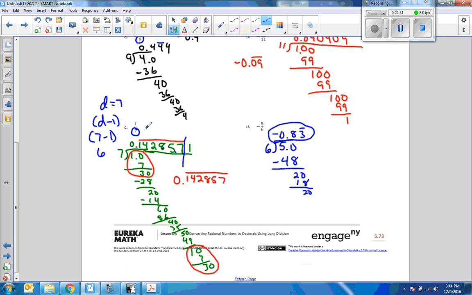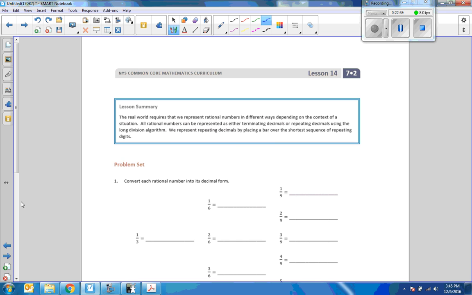But this is a perfect example, 1 over 7. That number kept changing, but then all of a sudden, if I kept going, this is what it would be. We could sit here forever and repeat over and over. And this is 6 digits. I divided by 7, so d is 7, and d minus 1, 7 minus 1, is 6. Okay? That's really cool.